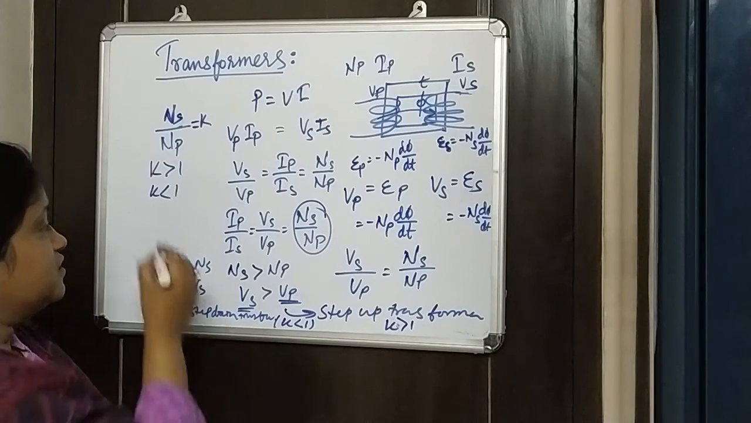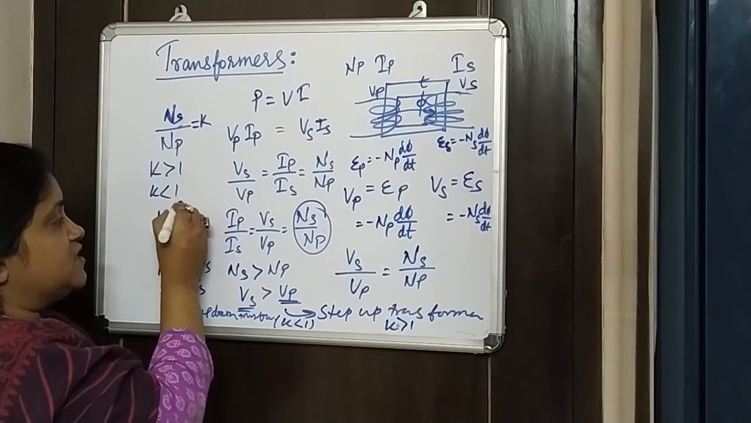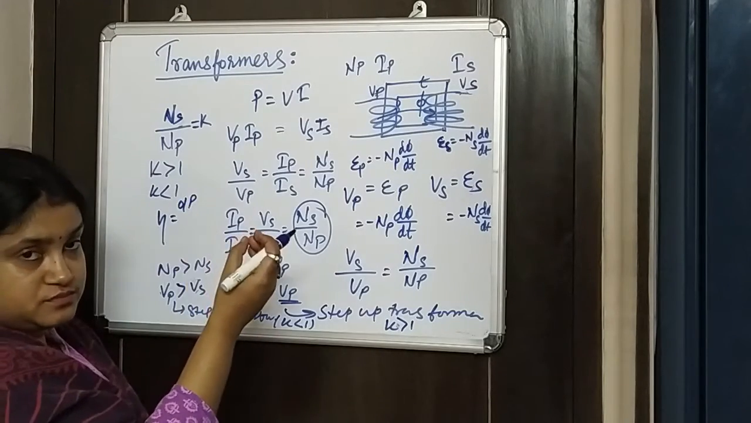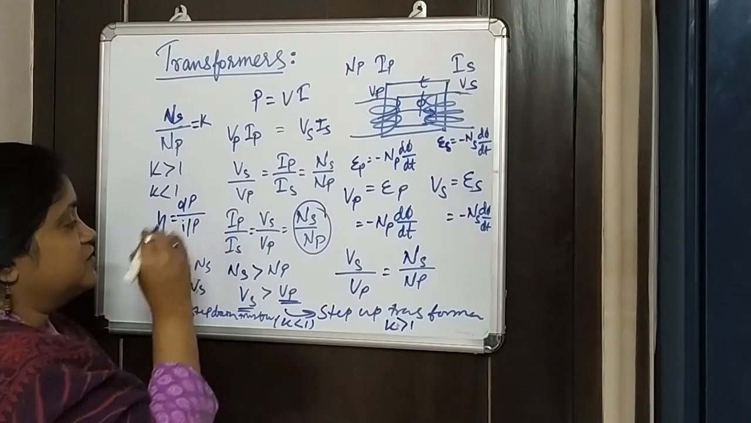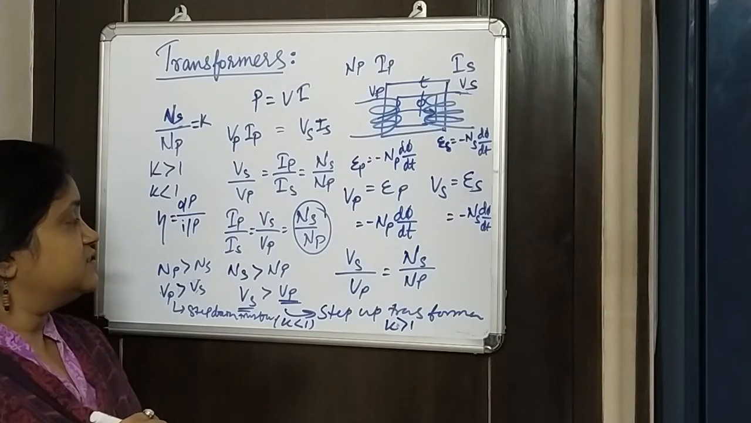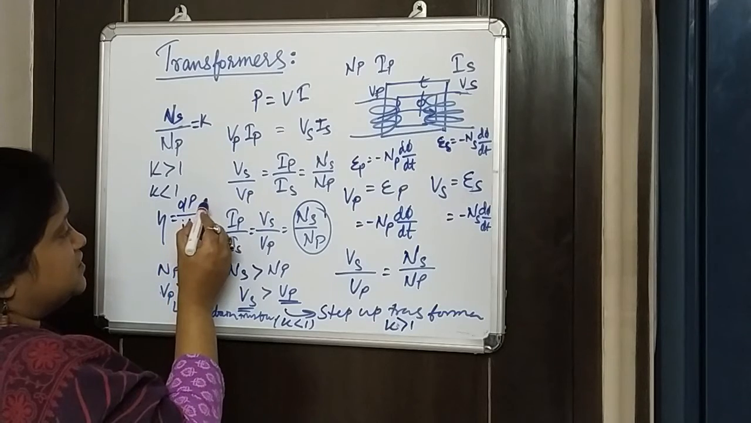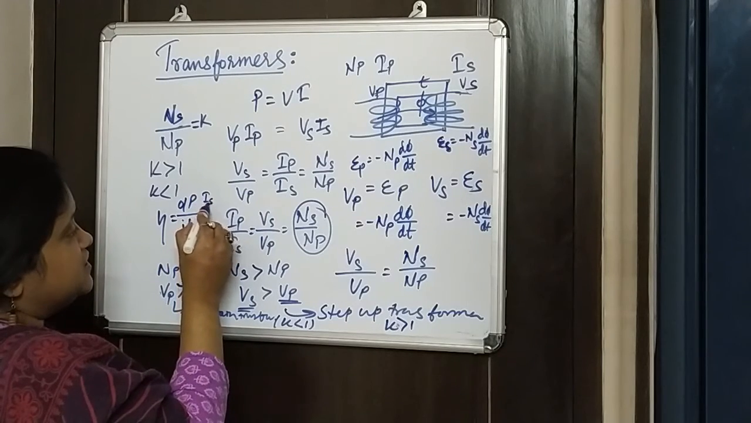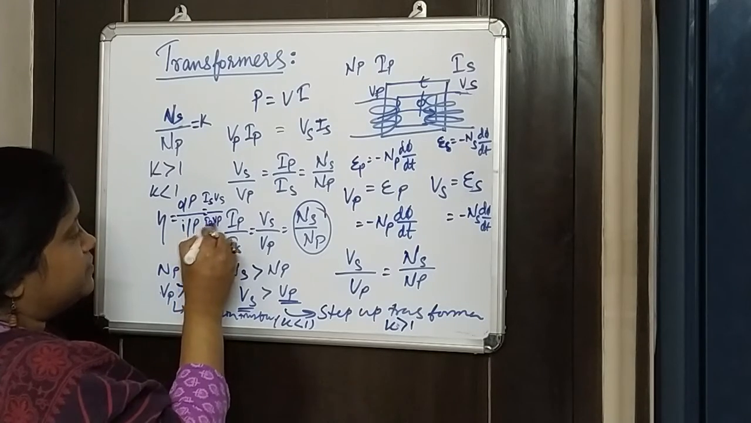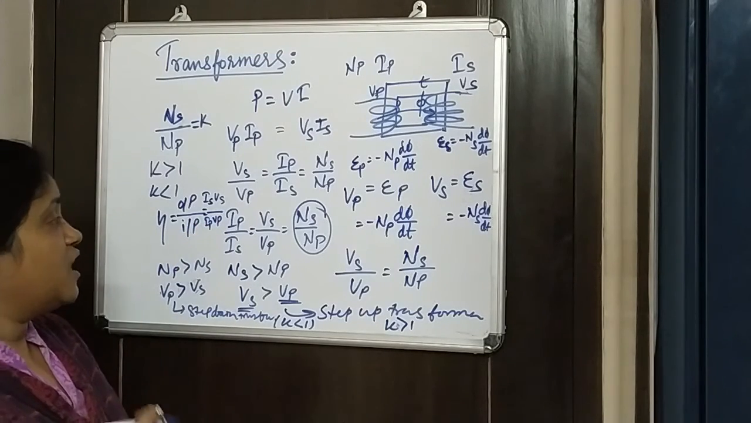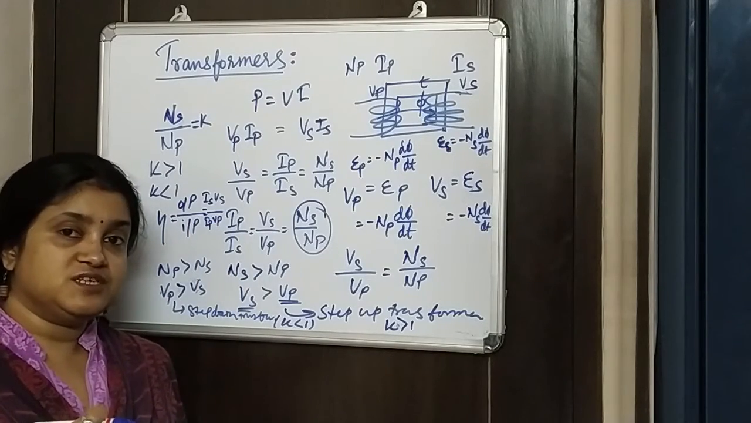And finally, coming to the efficiency of the transformer. Efficiency is the output power of the transformer divided by the input power of the transformer. So generally this output power of the transformer you can just take as Is into Vs divided by Ip into Vp, right? So the output power and the input power, this ratio is called the efficiency.